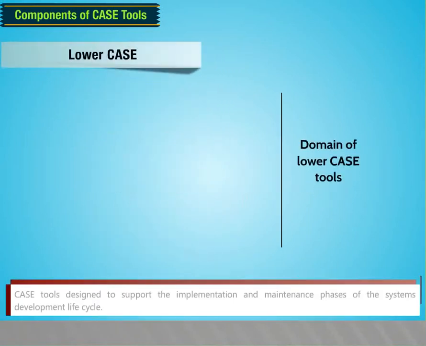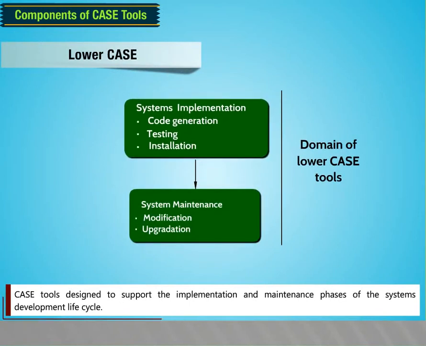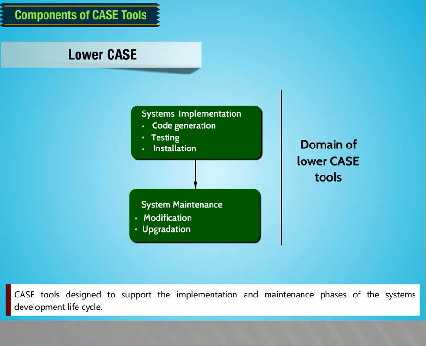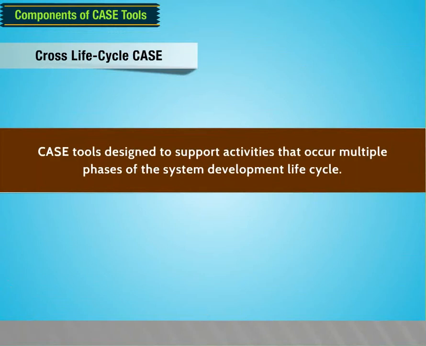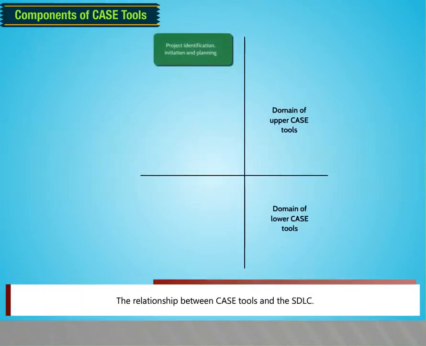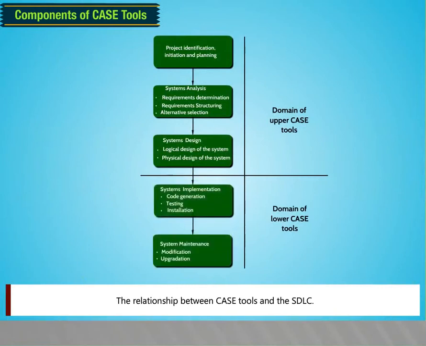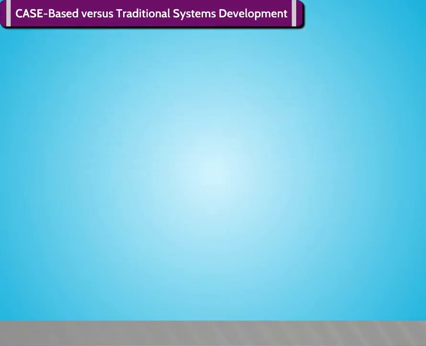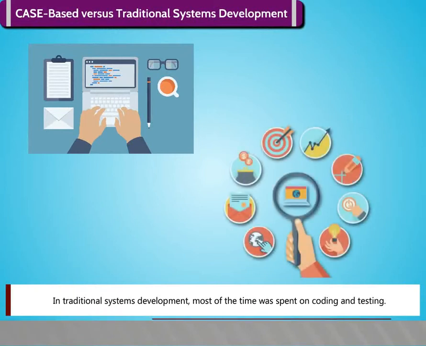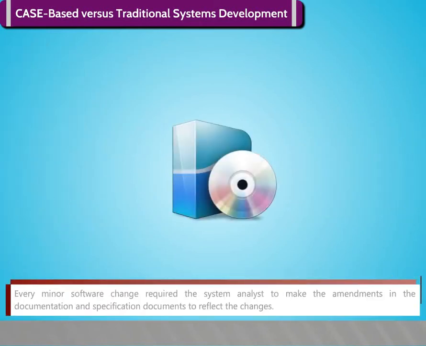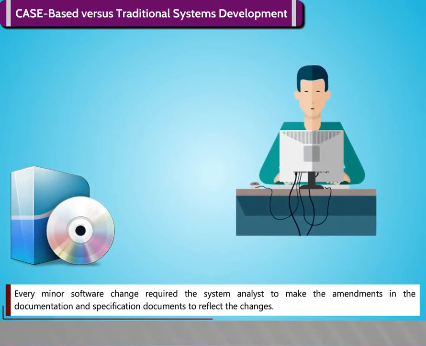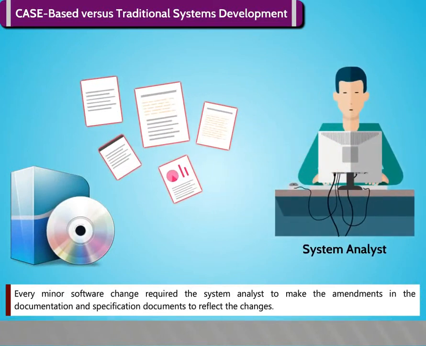Lower CASE: CASE tools designed to support the implementation and maintenance phases of the system development lifecycle. Cross lifecycle CASE: CASE tools designed to support activities that occur in multiple phases of the system development lifecycle. The relationship between CASE tools and the SDLC. CASE-based versus traditional systems development. In traditional systems development, most of the time was spent on coding and testing. Every minor software change required the system analyst to make amendments in the documentation and specification documents to reflect the changes.